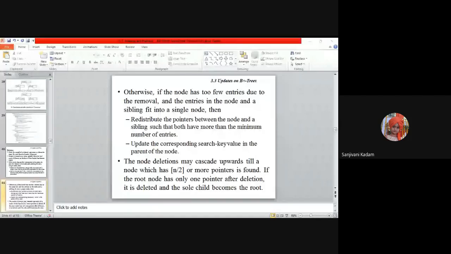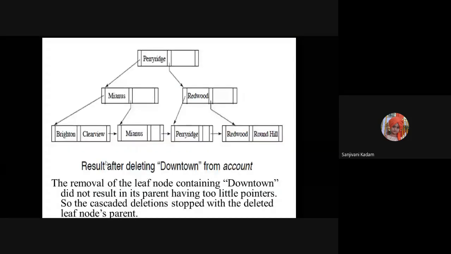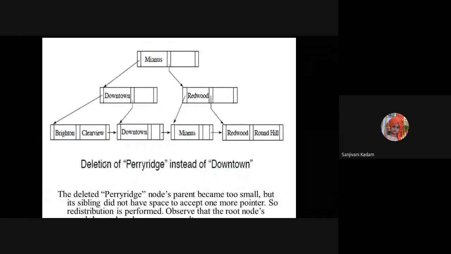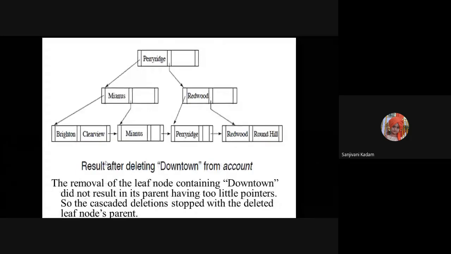So here we deleted the downtown. Downtown results in the removal of a complete search key and pointer pair. Next, this is the example if we remove the parentage. Parentage is available at the root node. So at the root node, if we decide to remove the parentage, it will be found.